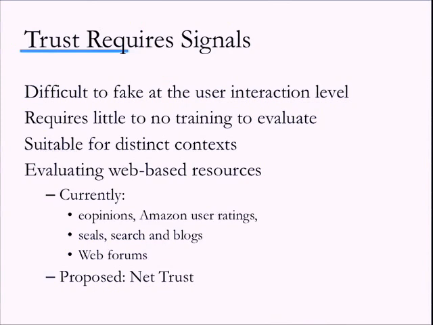And signals have to be, for the web, difficult to fake at the user interaction level. They should also not require training to evaluate. Now, that's kind of the ideal signal. Obviously, all of you, when you interview someone, you're going to learn how to interview. I'm sure that Google has some training that you go through that says, this is what we're looking for. We have a formal interview process.